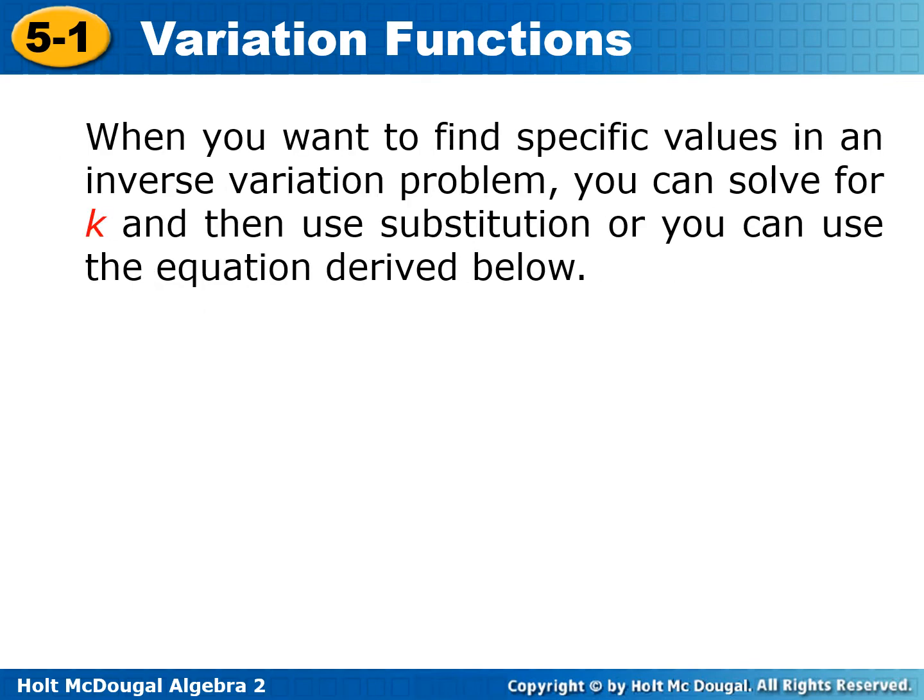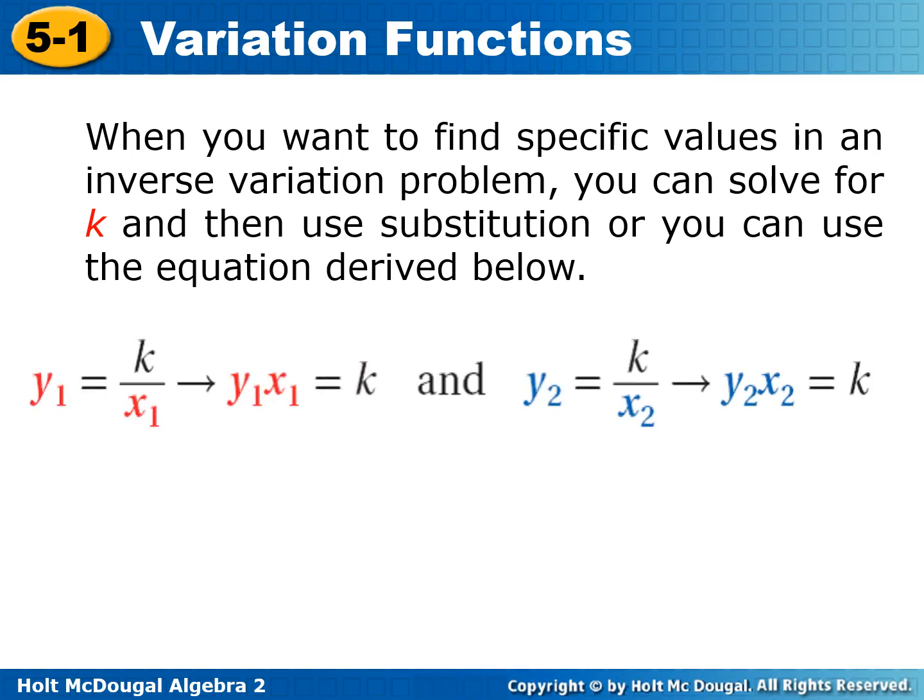When we want to find specific values in an inverse variation problem, we can solve for k and then use substitution, or you can use the equation derived below. So y sub 1 equals k over x sub 1, where k equals y sub 1 x sub 1, whereas y sub 2 equals k over x sub 2, which is equal to k equals y sub 2 x sub 2. So therefore, y sub 1 x sub 1 equals y sub 2 x sub 2 using the transitive property, where k is equal to k, or the substitution property.